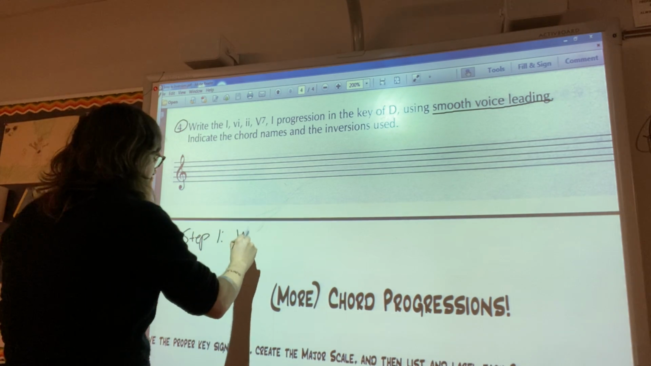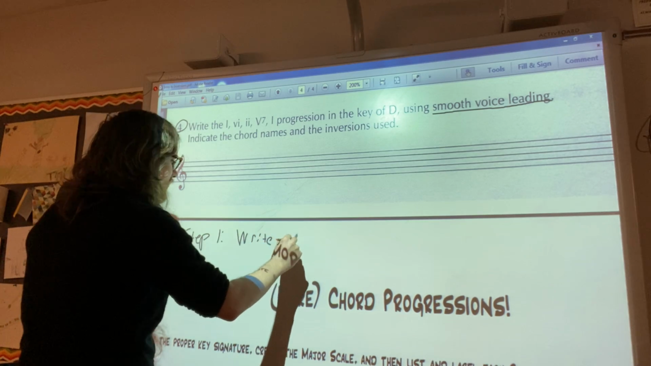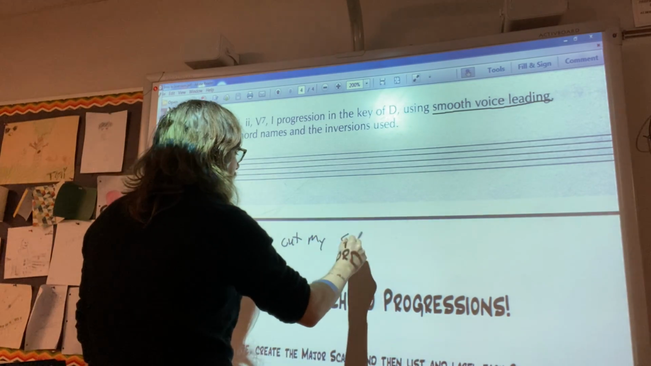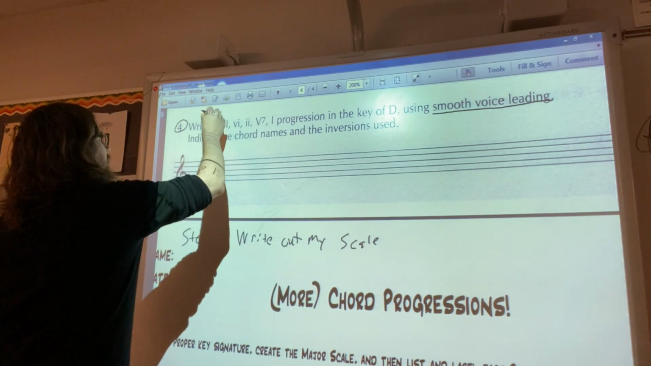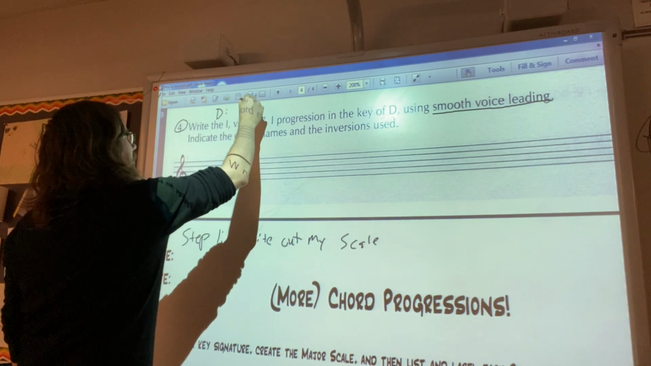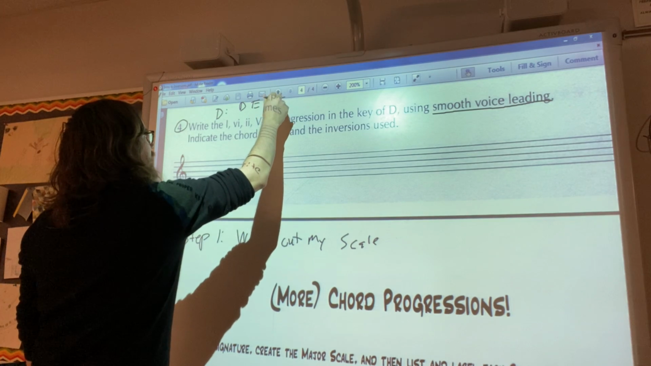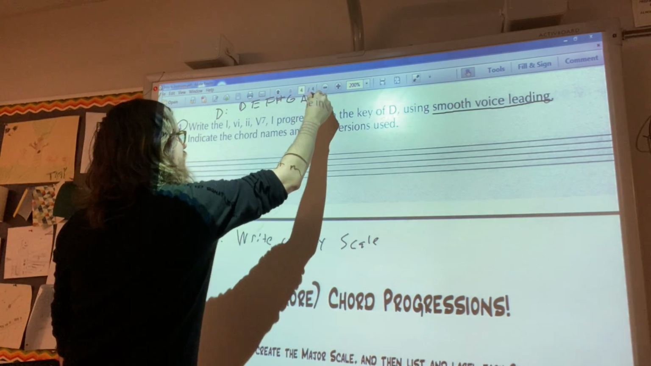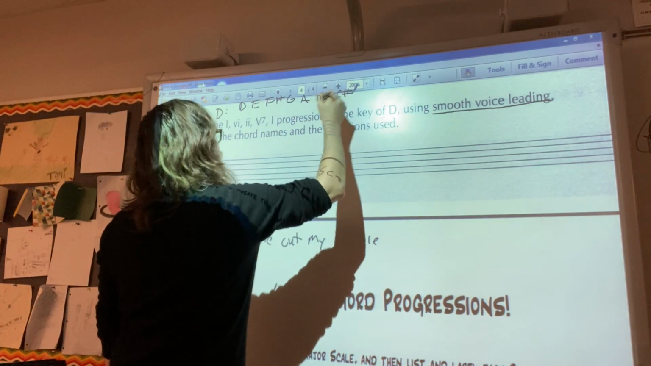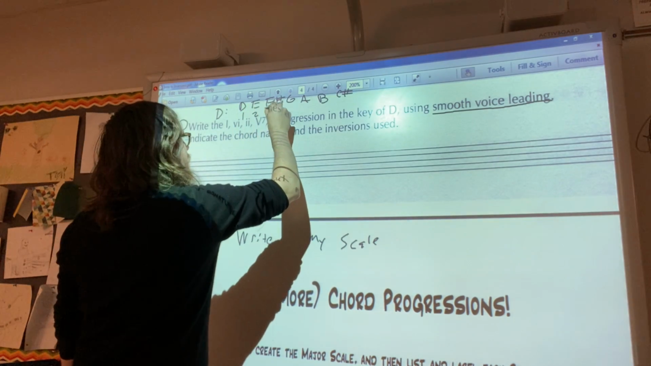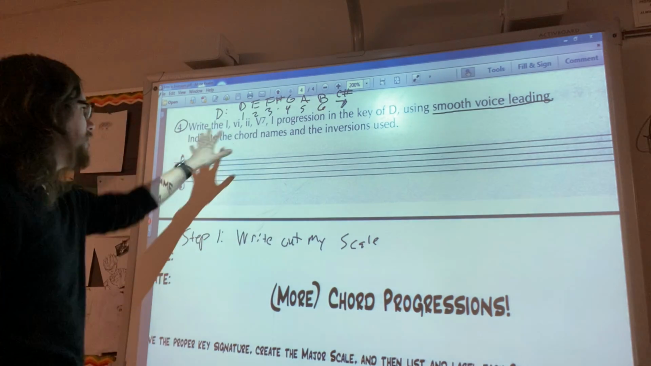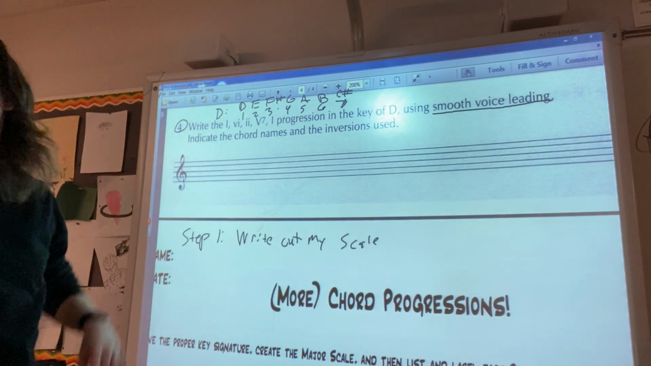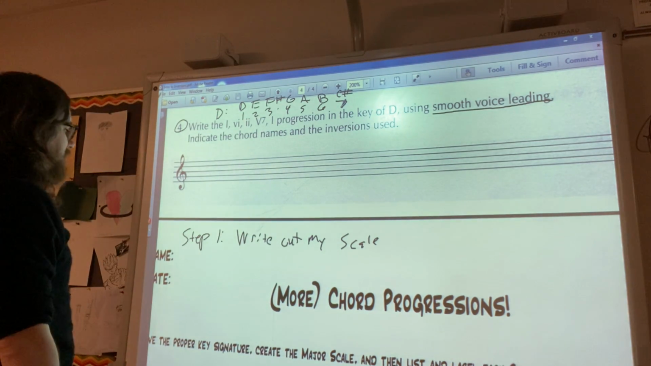is I'm going to write out my scale for whatever key I'm in. So I'm going to do that right here. I am in the key of D. So I have D, E, F sharp, G, A, B, C sharp. And we're just going to do 1, 2, 3, 4, 5, 6, 7. This makes it really easy for me to figure out what my Roman numerals start on and how to build them as triads, okay?